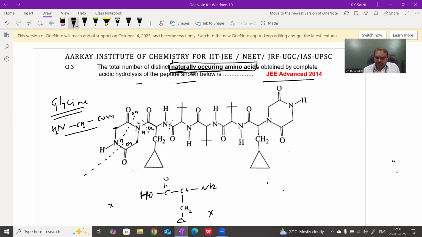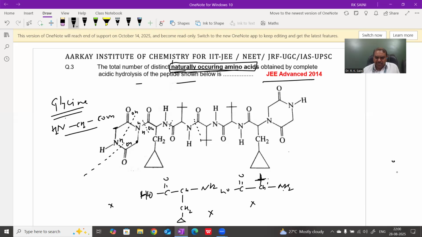Another peptide chain on hydrolysis gives COOH, the acidic group, plus CH and a tertiary butyl group and NH2. Such amino acids are also not naturally occurring. Therefore, it is not your answer.